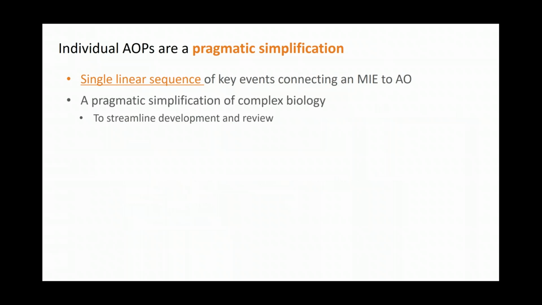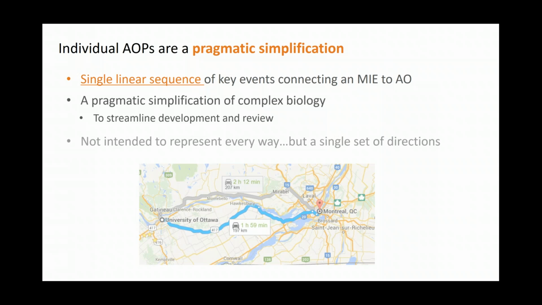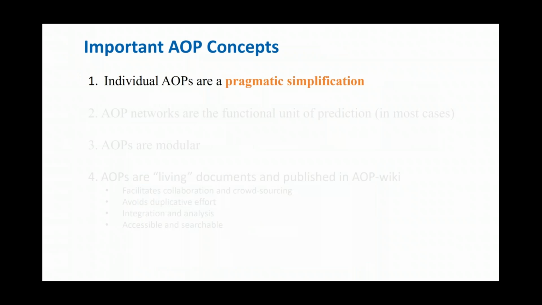A way to think about one of the reasons that they are simplified is because it really makes their development a lot more streamlined. If you had to describe all of the biology along the way, these things would be massive and it would take forever to develop. They would be very useful for risk assessment purposes. And so making them simple linear units is pragmatic for their development and review. And so a good analogy is that a single AOP represents one way to get from A to B, but it doesn't represent all ways. And so just to make things easier to describe and review.